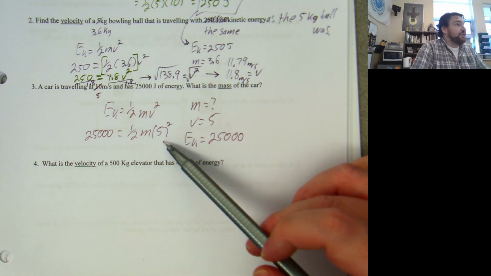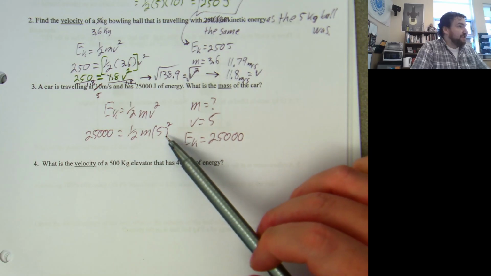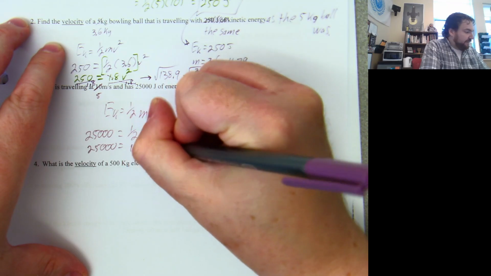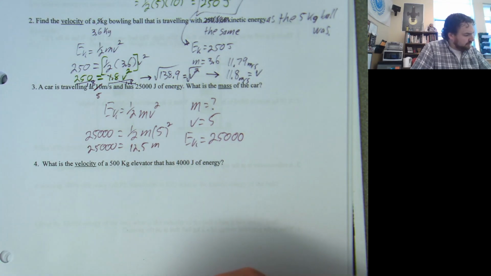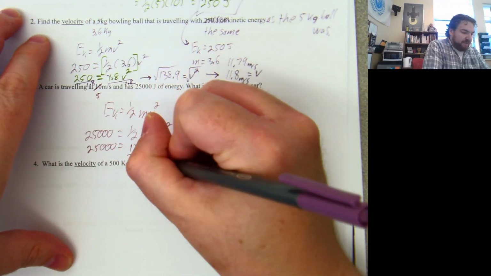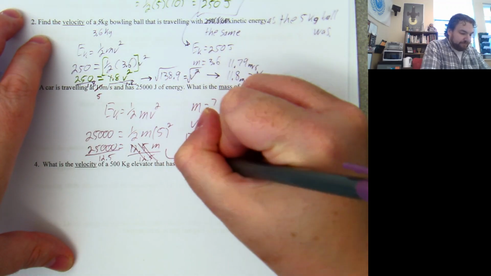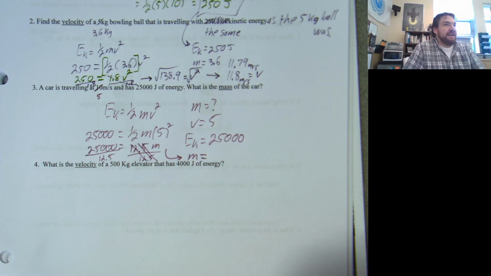So 5 squared is 25. Half of 25 is 12.5. So we could go like 25,000 is going to equal 12.5 M. So divide by 12.5, divide by 12.5, and you're going to get a mass of what? What's 25,000 divided by 12.5? Is it 2,000? You're saying this with some hesitation. Should I punch this into my calculator? It is 2,000.